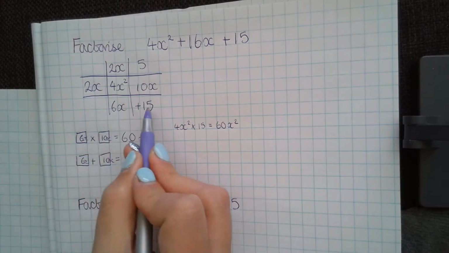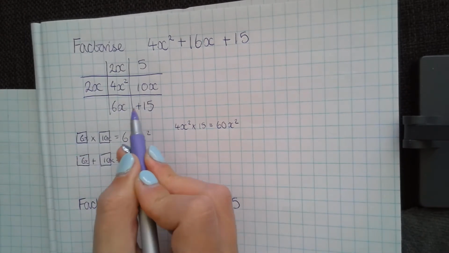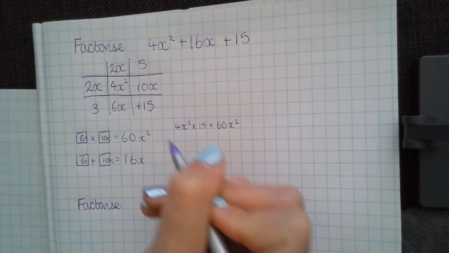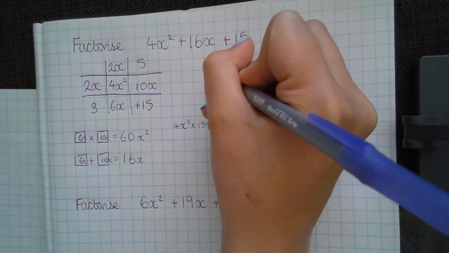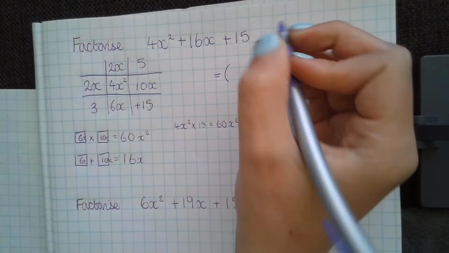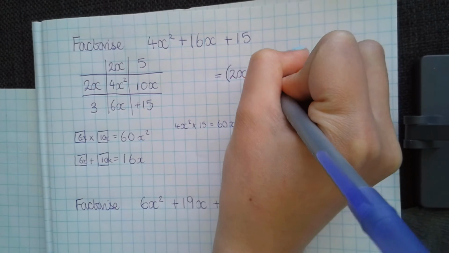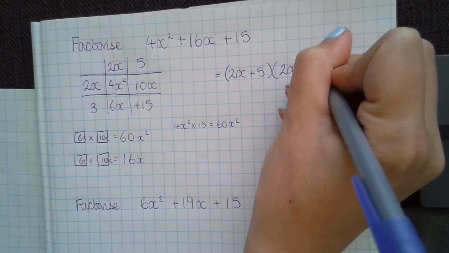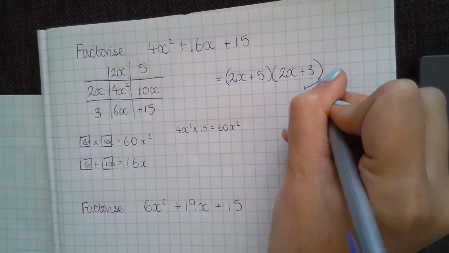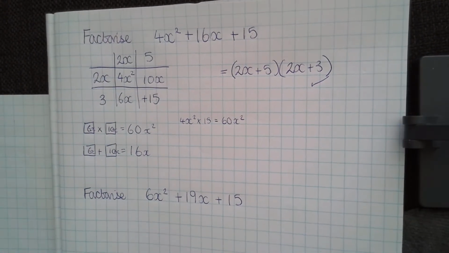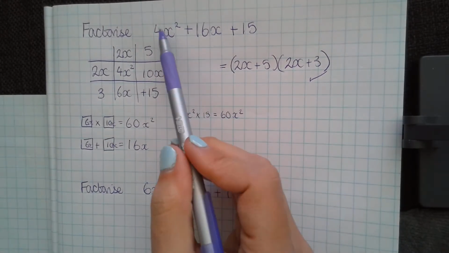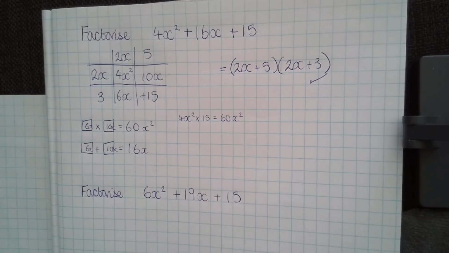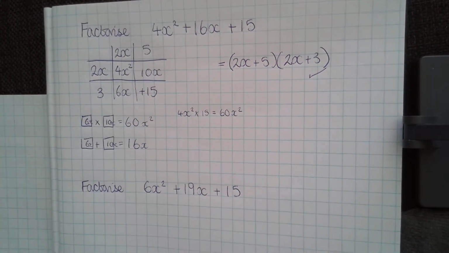And then what is the highest common factor of 6x and plus 15 is 3, or 5 times what makes plus 15? So we know that's 3. So my two brackets are 2x plus 5 and 2x plus 3. Okay, and that's the factorised form. So we know that we didn't need to do anything at the beginning because there are no numbers that go into 4, 16 and 15. We can't simplify that to begin with. So we'll look at one at the end that you can kind of do that.